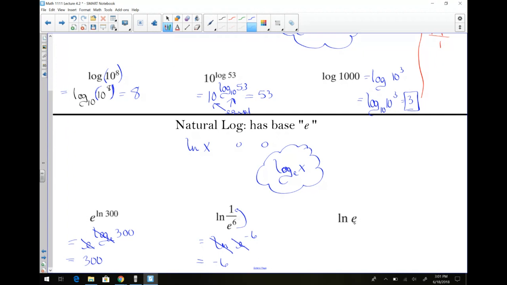Here, I've got the natural log of e, and I can say, oh, well, that's just natural log of e to the first. Remember, this is just the implied part. Those cancel out, and I know that it all equals 1. And if you wanted to get even further along with it, guess what natural log of 1 is?